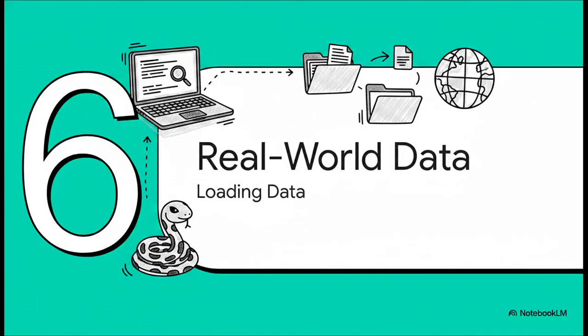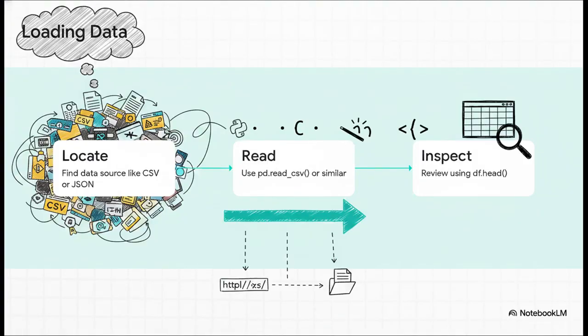Finally, Section 6, Loading Real-World Data. Getting your data from the wild into Pandas is basically a super simple three-step pipeline. Whether your data is in a CSV, a nested JSON payload, or scraped from an HTML table, Pandas has a dedicated read function for it. You just feed it the file path, and it handles all the messy parsing for you automatically.